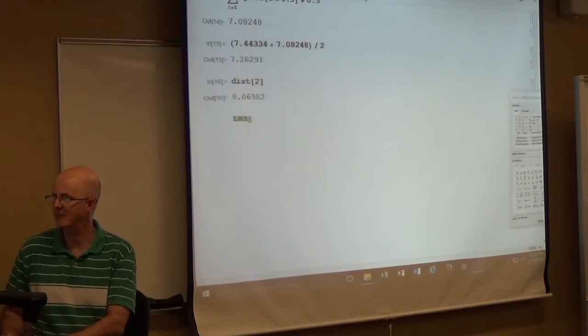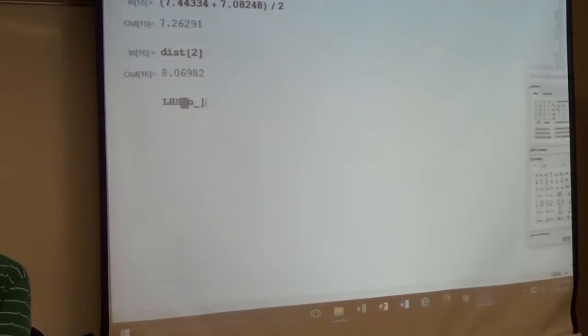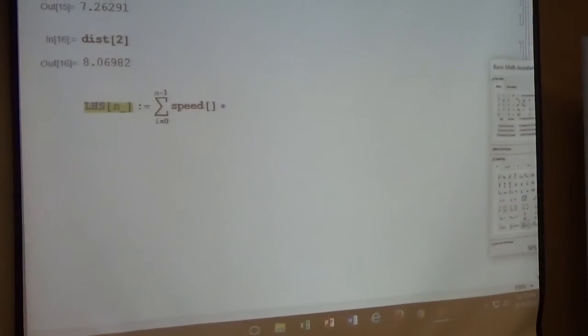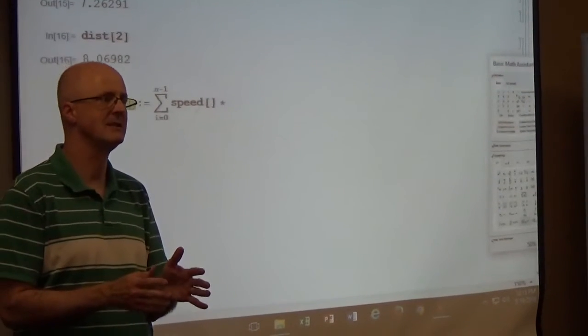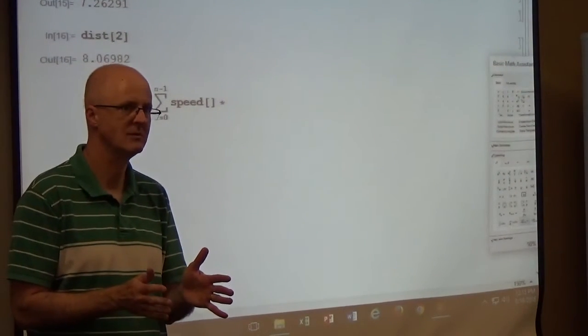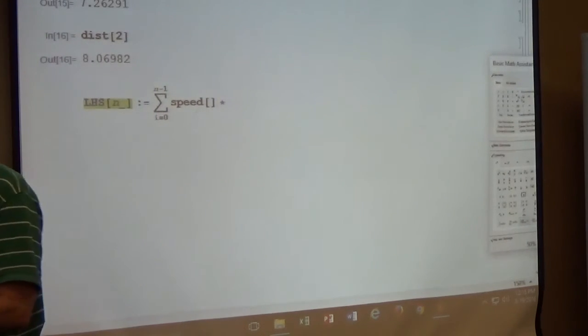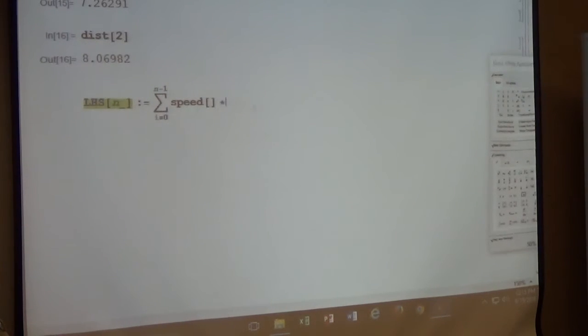LHS, for left-hand sum, as a function of n, the number of subintervals, is the summation, i goes from 0 to n minus 1 of the speed times delta t. Okay, I'm still doing this one example. I'm still integrating the speed from 0 to 2 to make things as simple as possible. Delta t is really 2 over n.